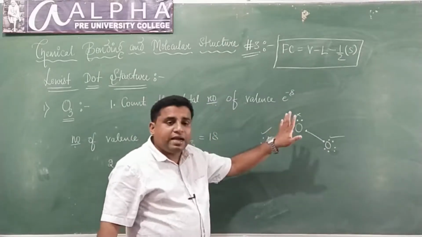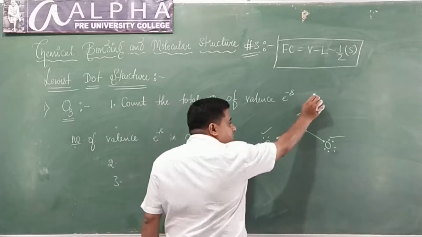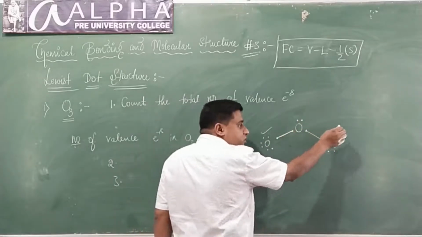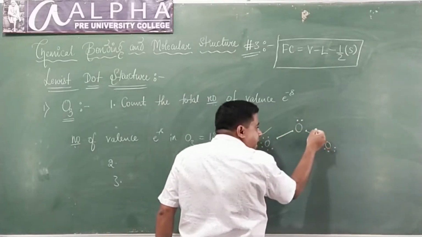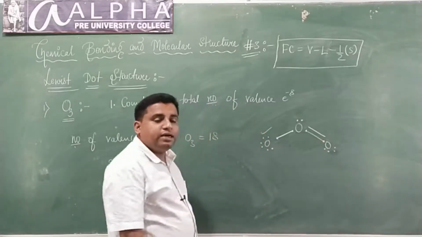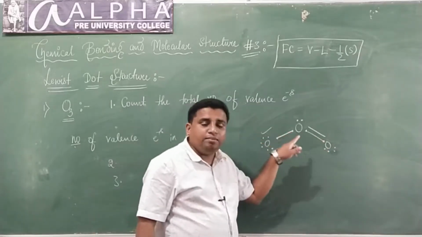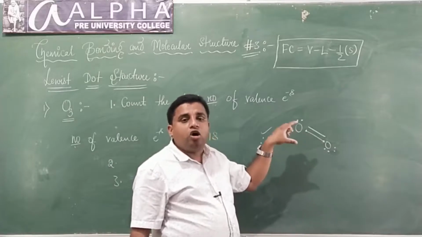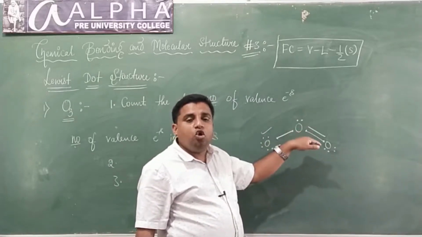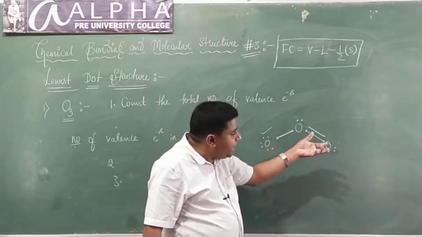If the central atom has not attained octet structure, use the lone pair of electrons from the terminal atom and make a double bond.